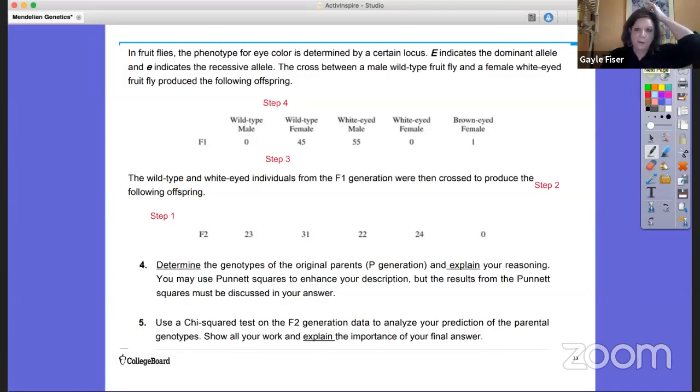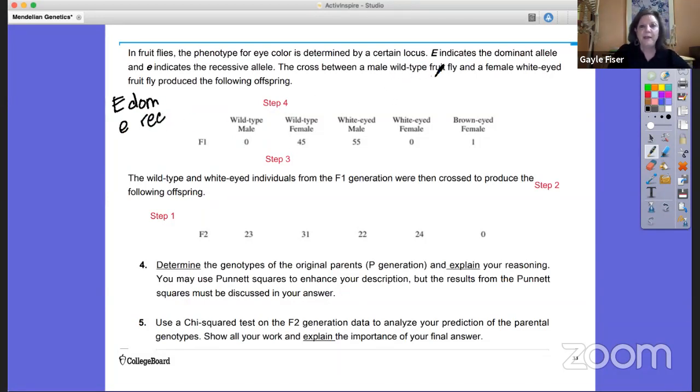I did a lot of the parts in advance on this because it's quite lengthy. So, in fruit flies, the phenotype for eye color is determined by a certain locus. Big E indicates the dominant allele, and little e indicates the recessive allele.